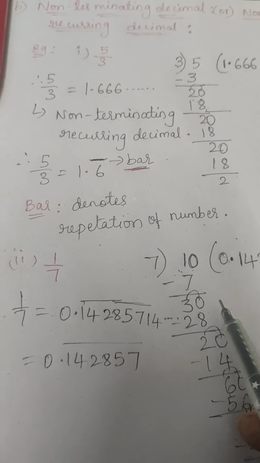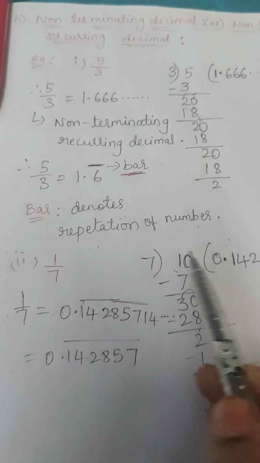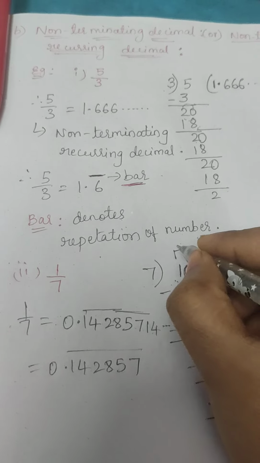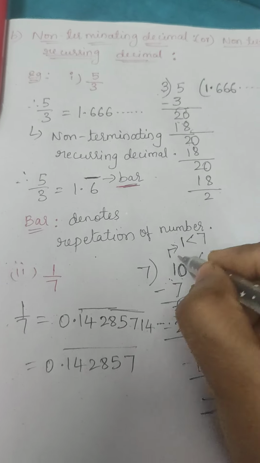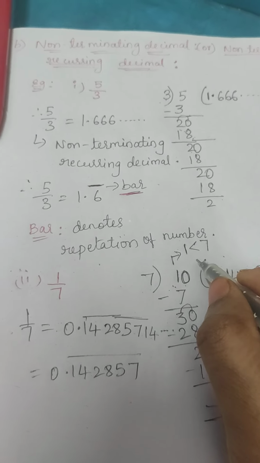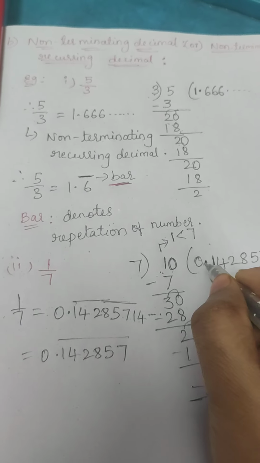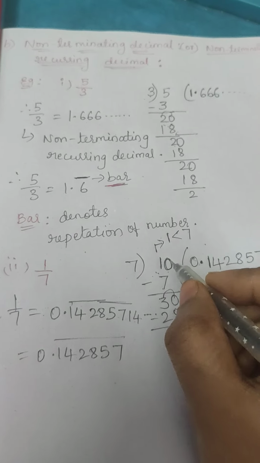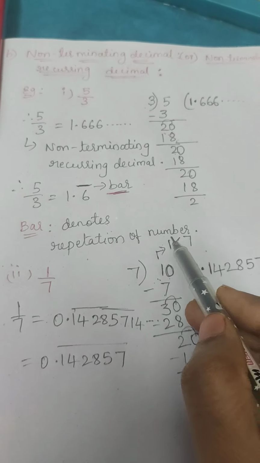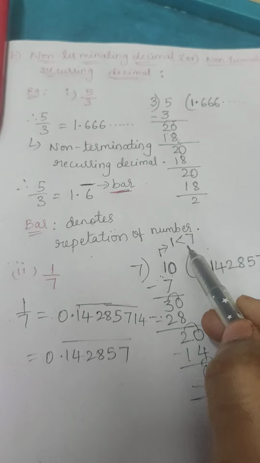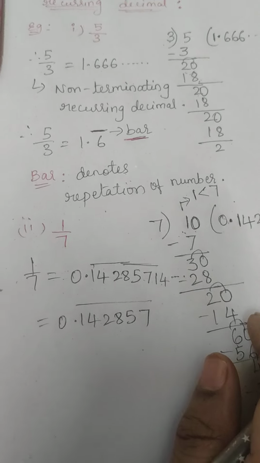Students, simply remember one thing: if in the first step itself the dividend is smaller, here 1 is less than 7, in such numbers in which the dividend is smaller than the divisor, just directly put a 0, take a decimal point and go on adding zeros to the dividend. Only in the case where the dividend is less than the divisor, in the first step itself just put a 0. This is about terminating and non-terminating decimals.